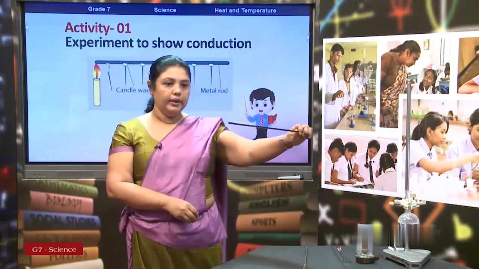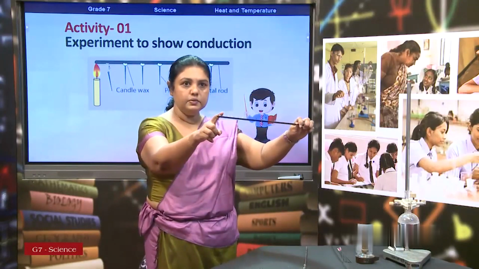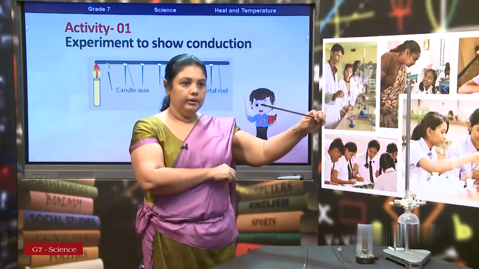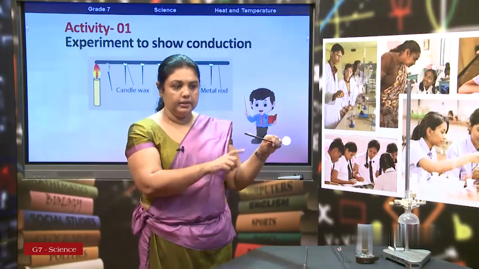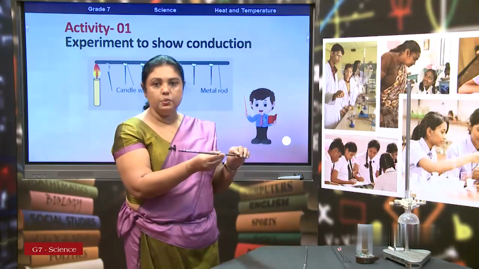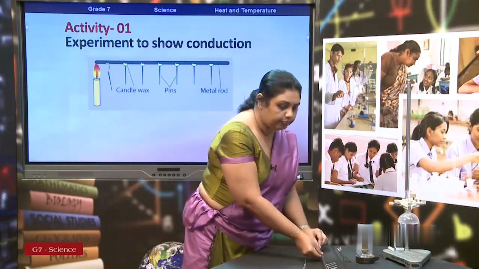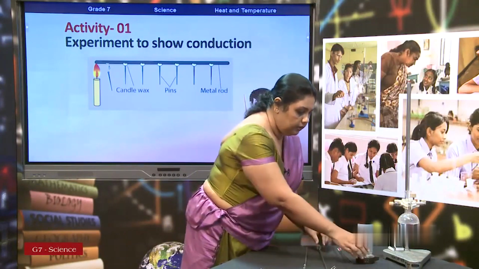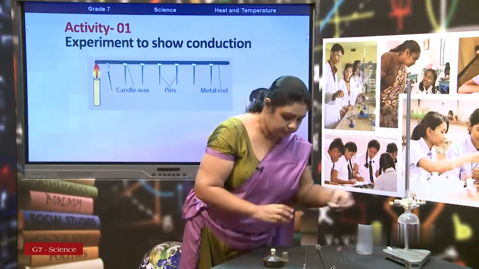This is the setup. You can see very well. There is a rod here. You can see the pins which are fixed here. And now it is fixed with candle wax. Now, our next step. Now, we are going to see conduction. This is a conductor. We will see how this will work, how conduction happens when heat is given. Right. This is a spirit lamp. We light that up.